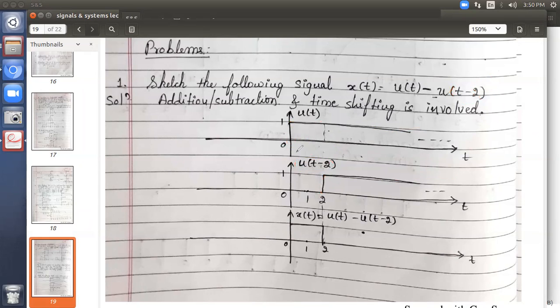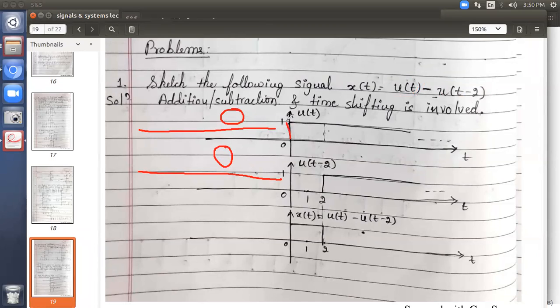Okay. Now we have two signals with us. One is u of t, the other one is u of t minus 2. Now we have to perform subtraction. Subtraction means take both the signals' amplitude and subtract it. So let's start from the leftmost. Any amplitude here? We don't have any amplitude, 0. Here also we don't have any amplitude, 0.